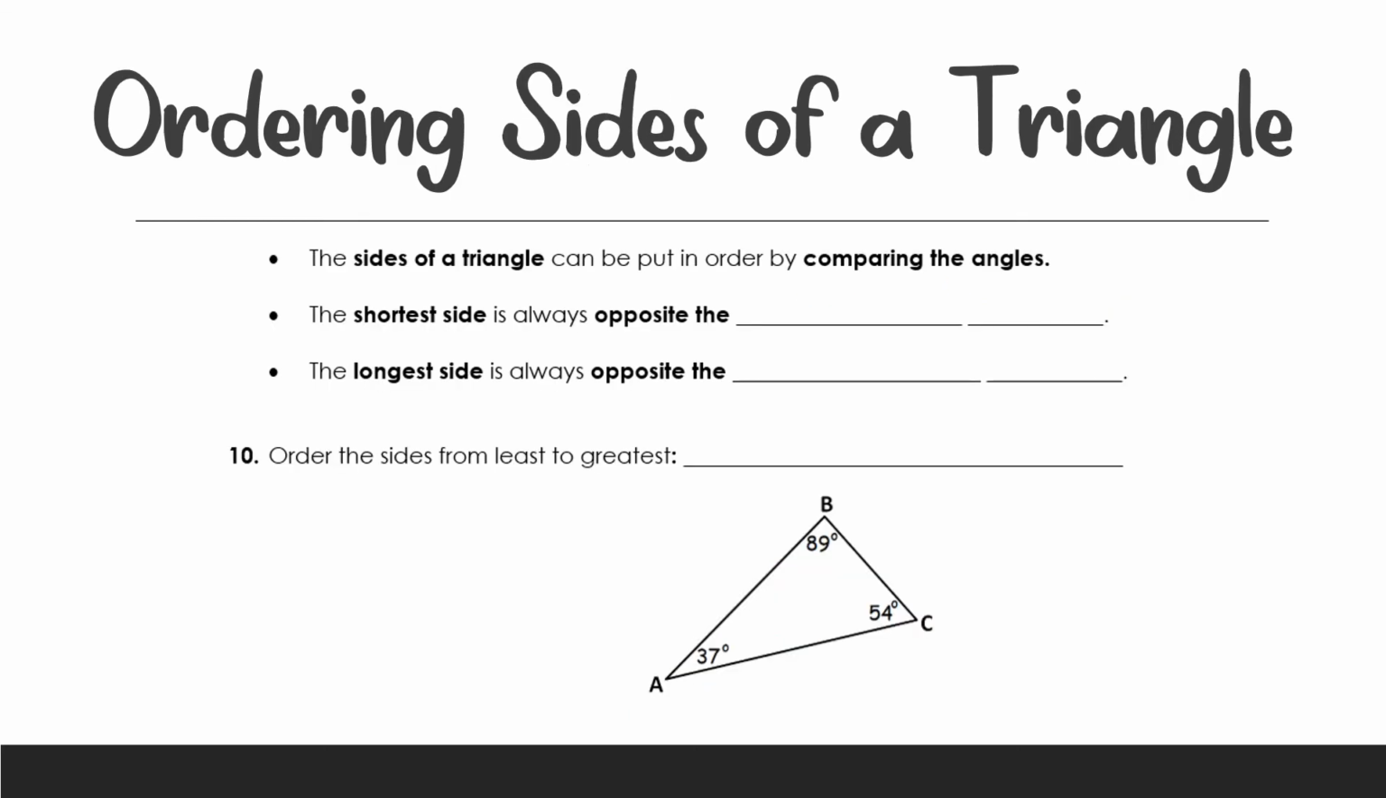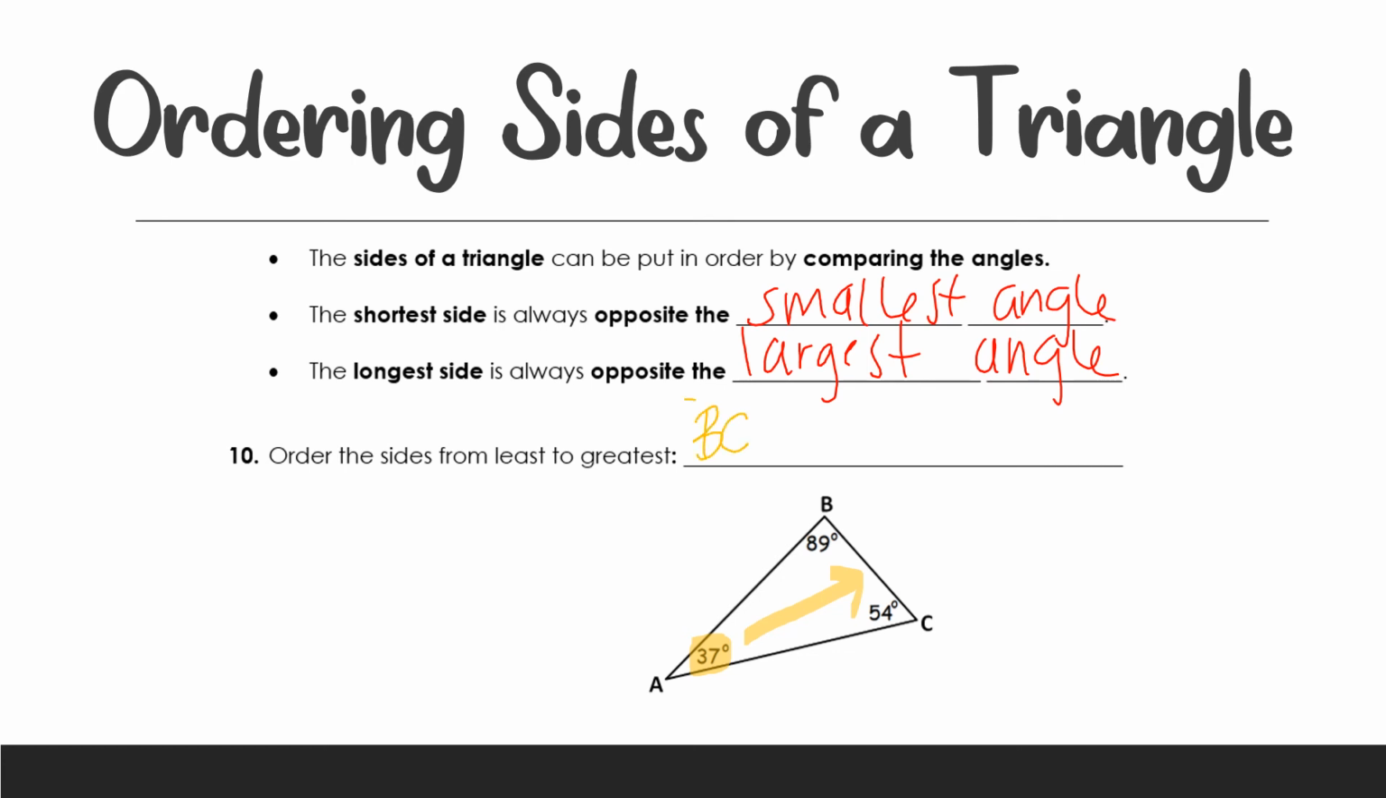So now we can do the opposite. We can order the sides of a triangle based on the angle measures. So the shortest side will be opposite our smallest angle. And then our longest side will be opposite the largest angle. And so if we're looking at this picture, order the sides from least to greatest. Let's take a look for our smallest angle. Our smallest angle is 37 degrees. And across from 37 degrees is side BC. So that is going to be our shortest side.